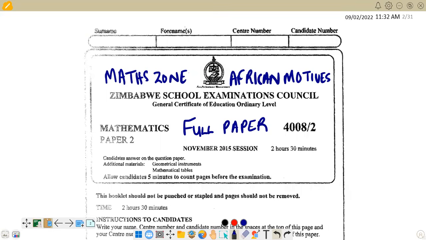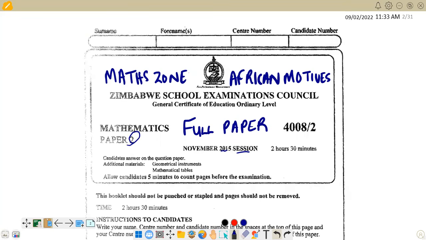Still working on O-level mathematics in this platform. We shall be focusing on the question paper which was written in November 2015. That's the November 2015 session, and as you can see, paper 2. So we just want to focus on the revisions of paper 2. So we shall try by all means to finish up this question paper, guys, that we are given.